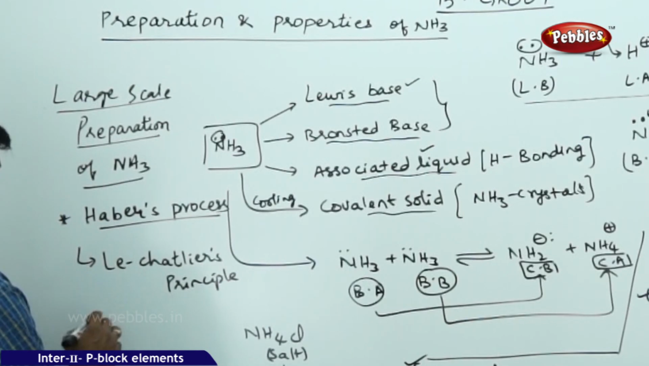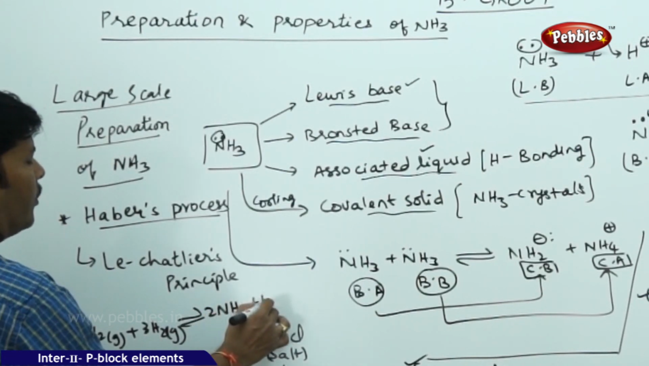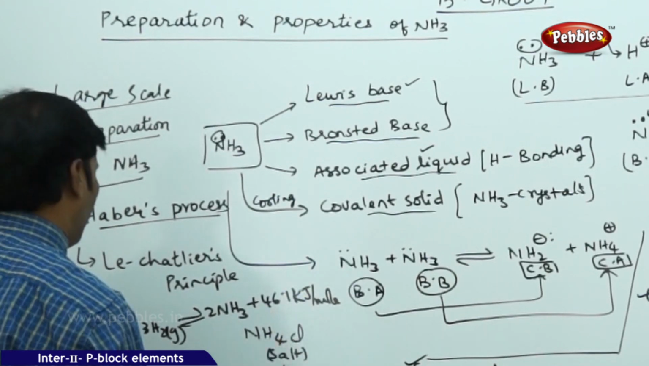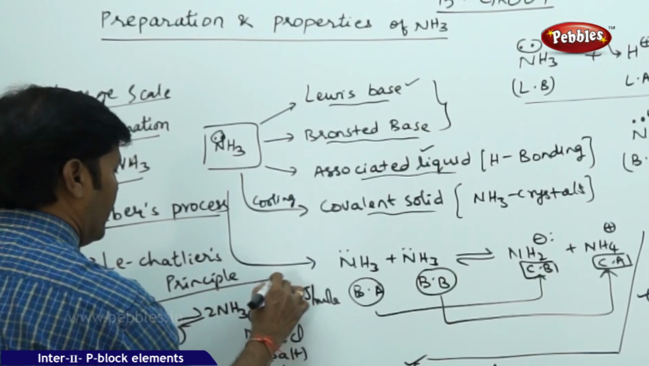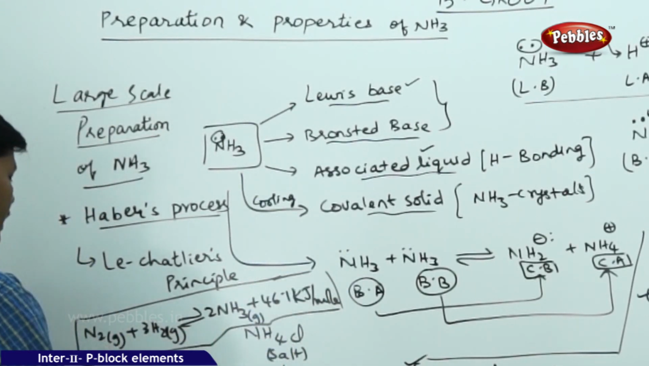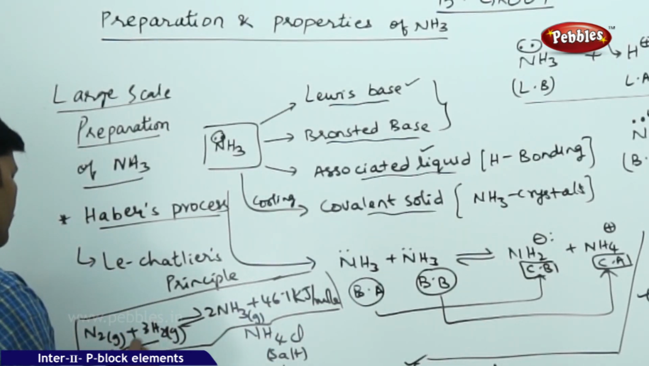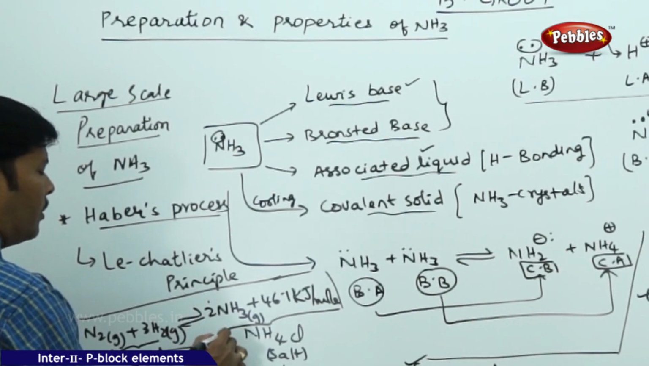Then when it follows the Le Chatelier principle, suppose I write the equation: N2 gas plus 3H2 gas, reversible reaction, 2NH3 gas plus 46.1 kilojoules per mole of energy, which is released during the formation of 2 moles of ammonia gas. Here you have a total of 4 volumes, and here you have only 2 volumes on the product side.